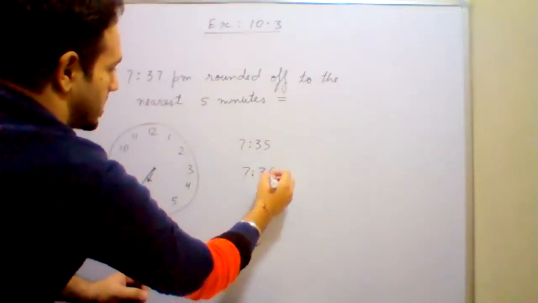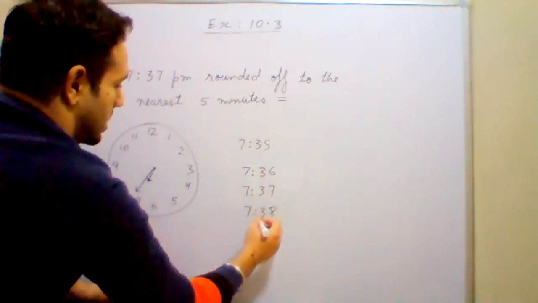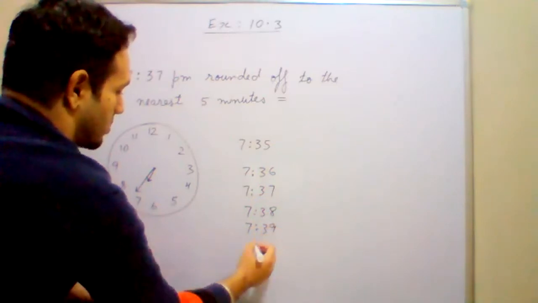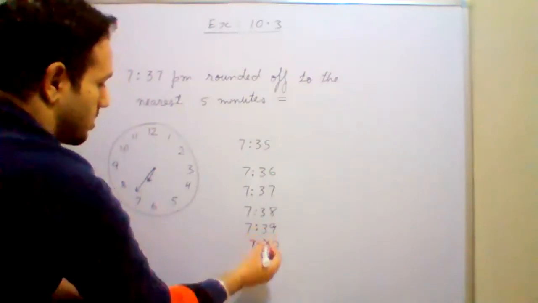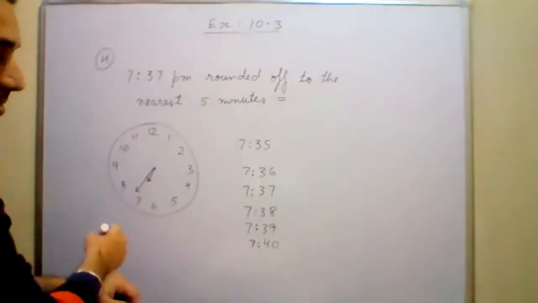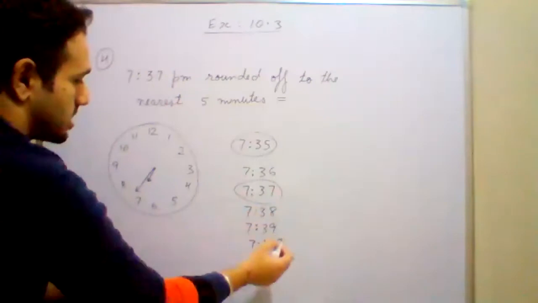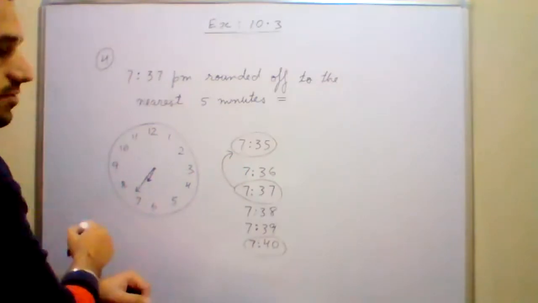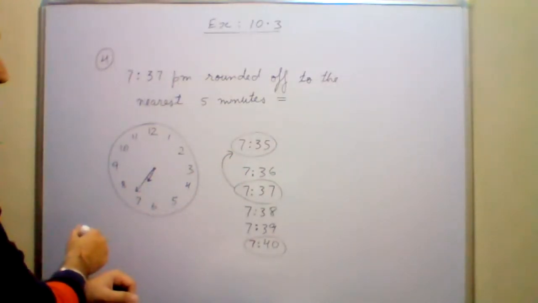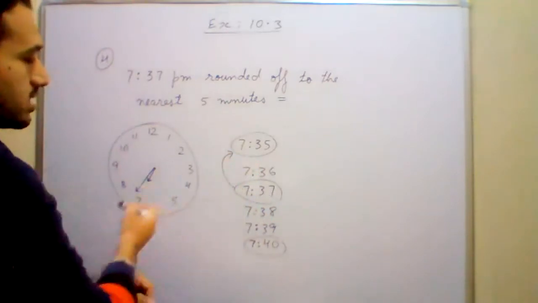After 7:35, what time comes? 7:36. Then it is 7:37. Then it is 7:38. Then 7:39. And after that comes 7:40. So this number, 7:37, is it closer to 7:35 or closer to 7:40? Which is it closer to? 7:35. Am I right or not? This is near to 7:35.